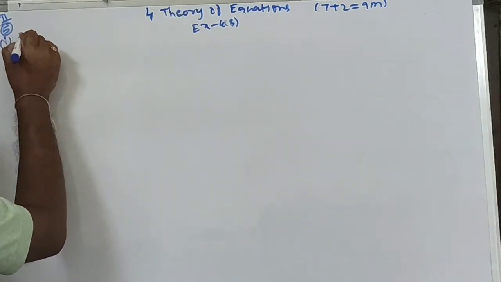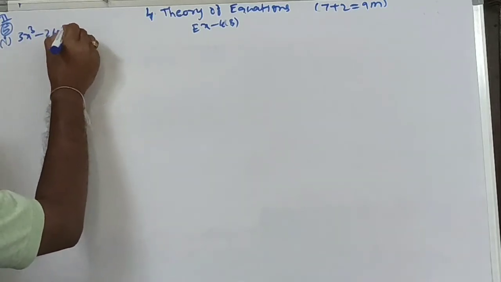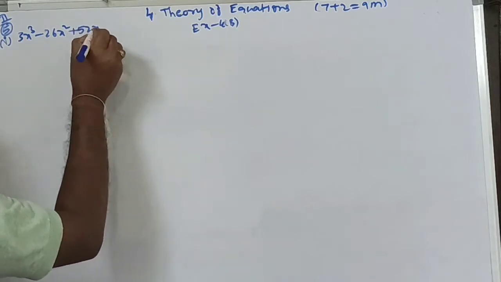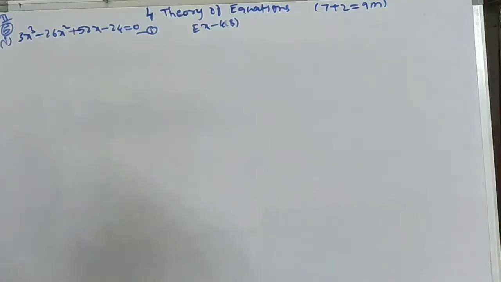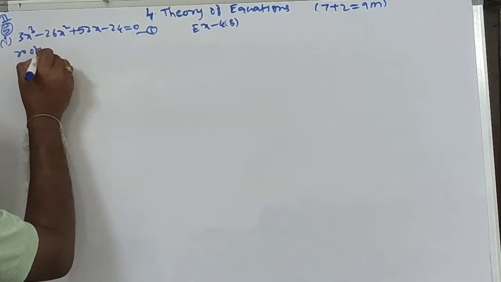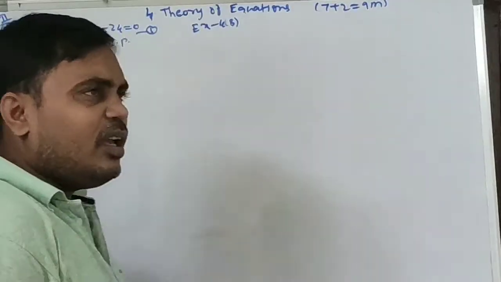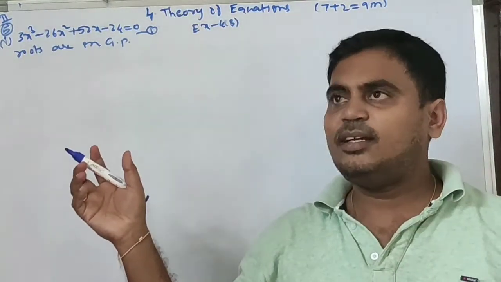3x³ − 26x² + 52x − 24 = 0. So let us consider equation number 1. This is the equation, and the roots are in GP. So if roots are in AP, what do we consider?